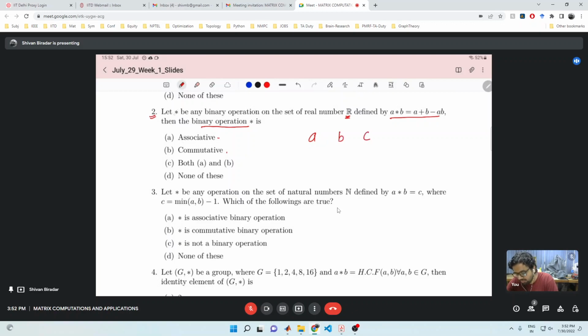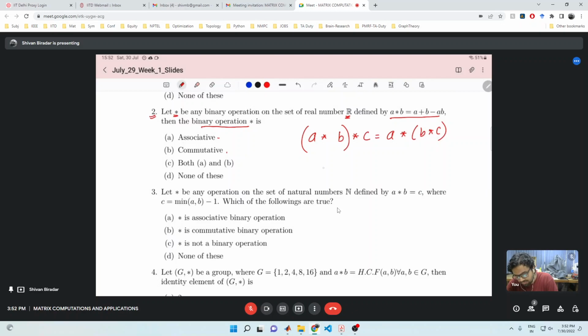Remember that this is a binary operation, so it can operate on only two real numbers. Let us say that this is operating on A and B. Close this and then. So associative would mean that (A star B) star C equals A star (B star C). Are these equal? Do this and find out whether this is associative. I think this is associative.